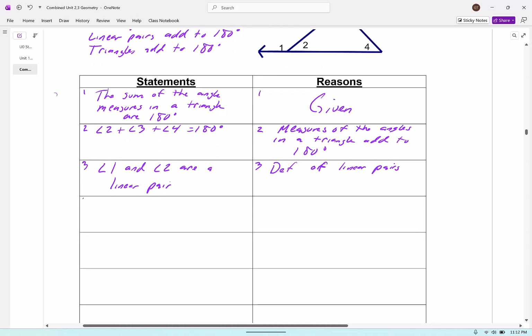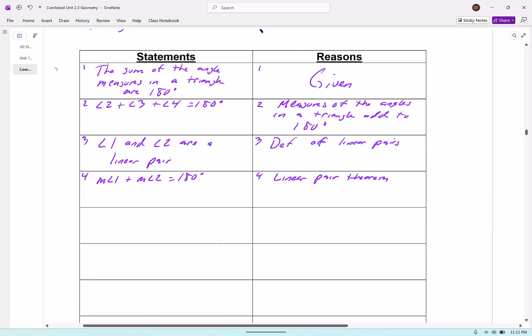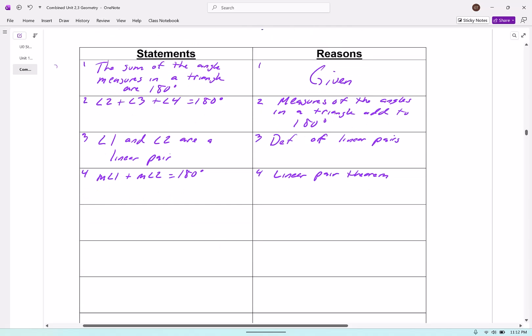And as I just alluded to, the measure of angle 1 plus the measure of angle 2 equals 180 degrees. That's the linear pair theorem, and it tells me that they are supplementary. So definitions help me identify them, and then I have theorems that help me draw some conclusions from those. Let's take a look at the next thing that we can do.